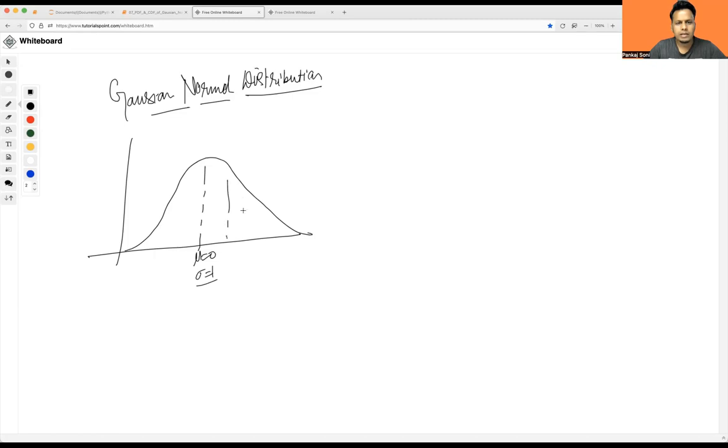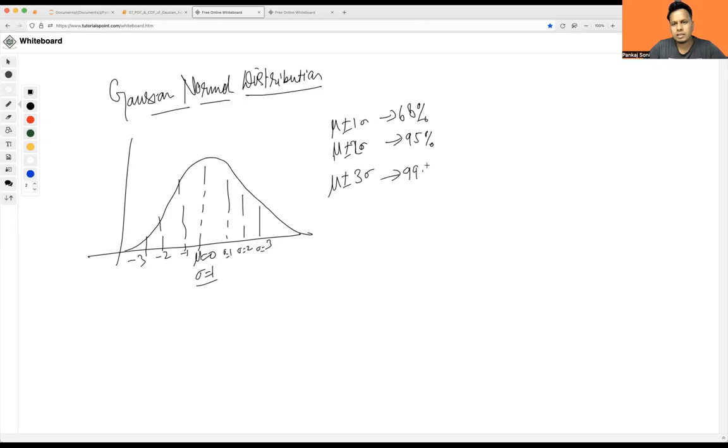Okay, then we talked about those properties of sigma equal to 1, sigma equal to 2, and here sigma equal to 3. It's similar here, -1, -2 and -3. So mu plus minus 1 sigma, mu plus minus 2 sigma, mu plus minus 3 sigma. So this will be having total 68% of data. This will be having total 95% of data, and this will be capturing almost 99.7% of data. That was the property of Gaussian normal distribution.